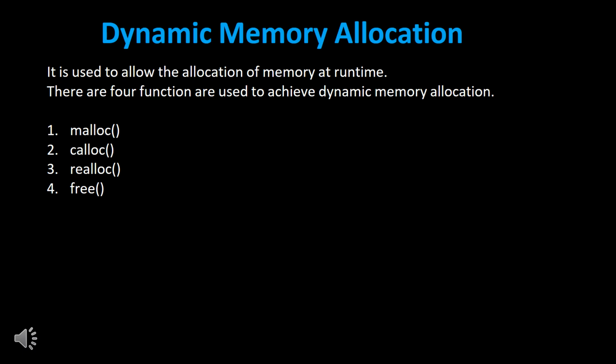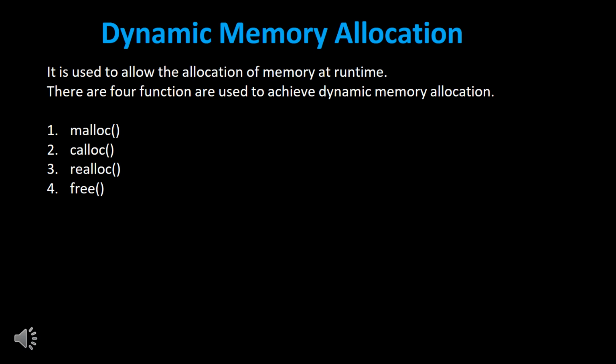Dynamic memory allocation is a process where memory is allocated during the execution of a program, as opposed to static memory allocation, where memory size is fixed at compile time. This is particularly useful in scenarios where the memory requirements are unpredictable or vary during the runtime of the program.